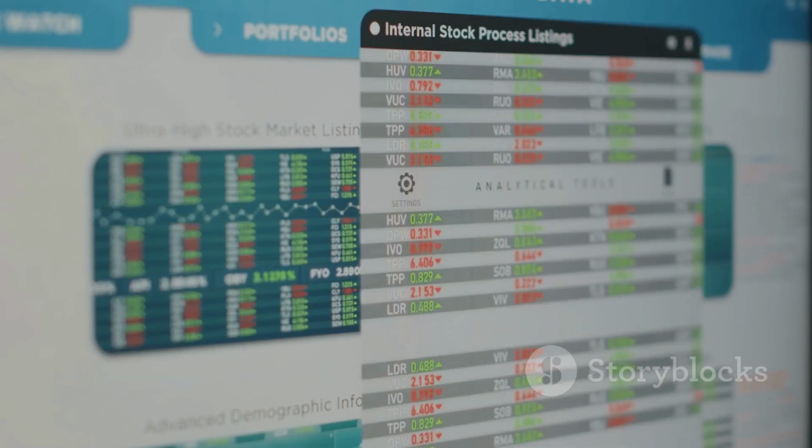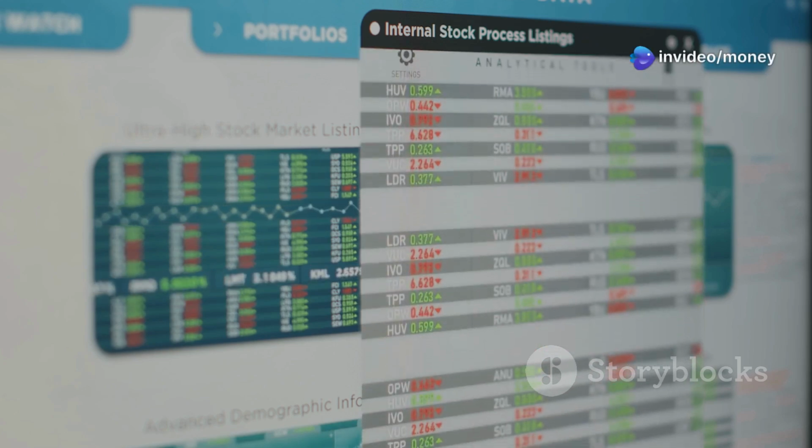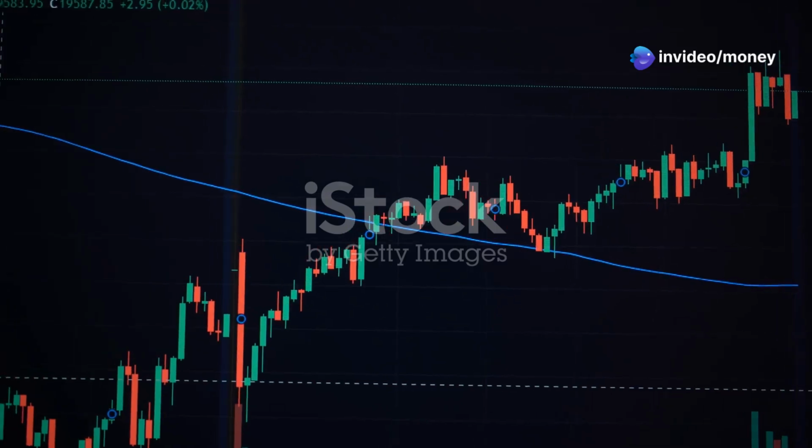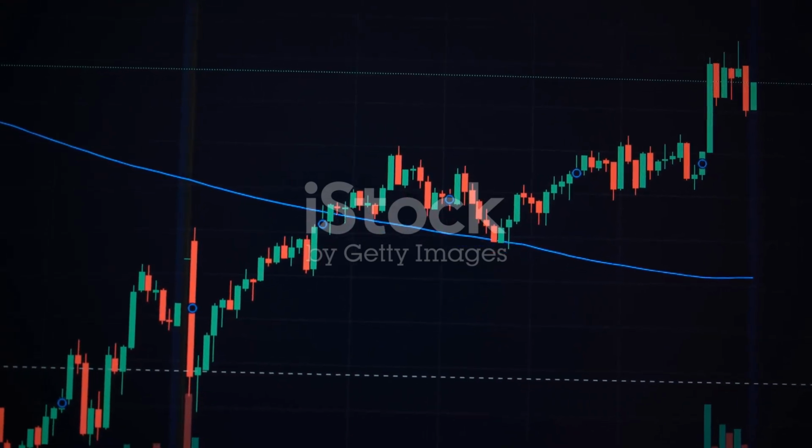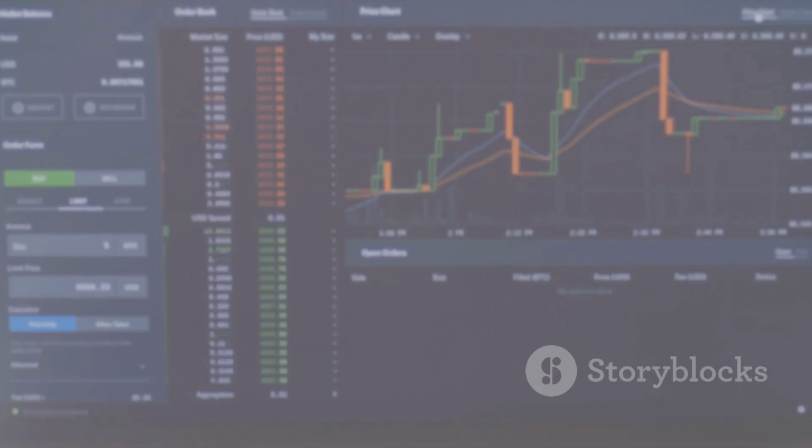Trading with Parabolic SAR involves identifying buy and sell signals based on the position of the dots relative to the price bars. When the Parabolic SAR dots are below the price bars, it suggests an uptrend and a potential buy signal. Conversely, when the dots are above the price bars, it indicates a downtrend and a potential sell or short selling signal.